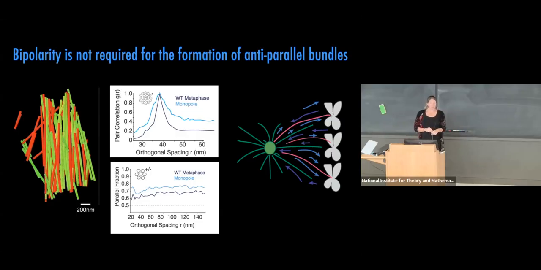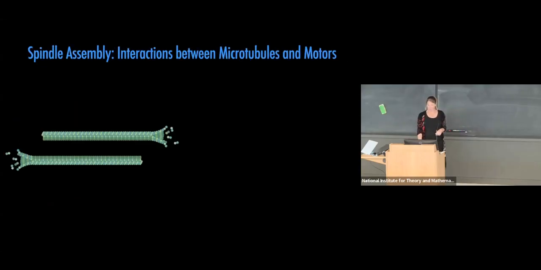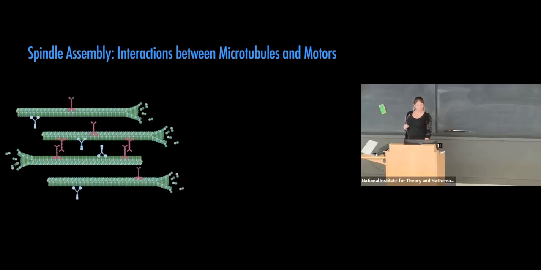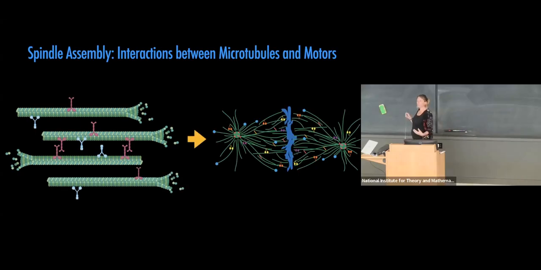So that was surprising, and now we have to walk a little bit back. If we think about spindle assembly, it's not only the microtubules, but the interaction of microtubules and motors that drives the assembly, right? You have microtubules, you have motors. Sometimes they just walk on a microtubule, but most of the time they can cross-link them and slide them with respect to each other. And all of these interactions ultimately give you the bipolar spindle.